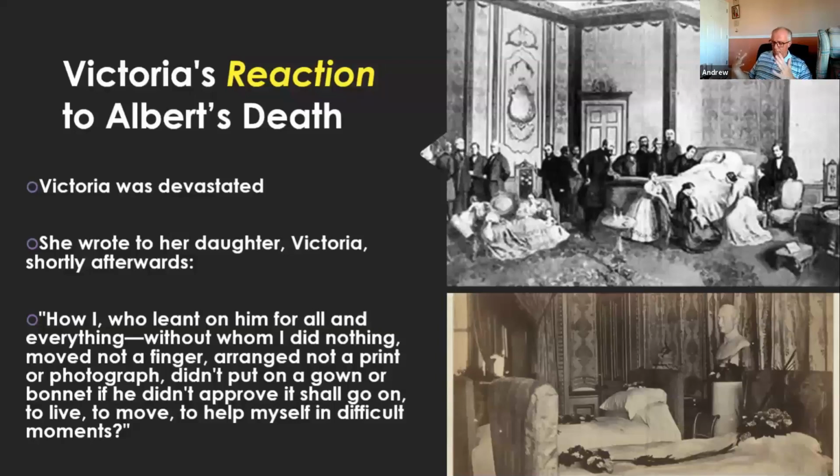So at 5:30 p.m., the bed, which in the picture at the top hasn't been wheeled into the center of the room, but will be wheeled into the center of the room. Victoria's on one side. At 5:30 p.m., Albert's going to say his final words, Gutes Frauchen, which means good little wife. He's going to die about 5 hours later at Windsor Castle. Sorry, the blue room is at Windsor Castle. Victoria's there, and he is 42 years old.